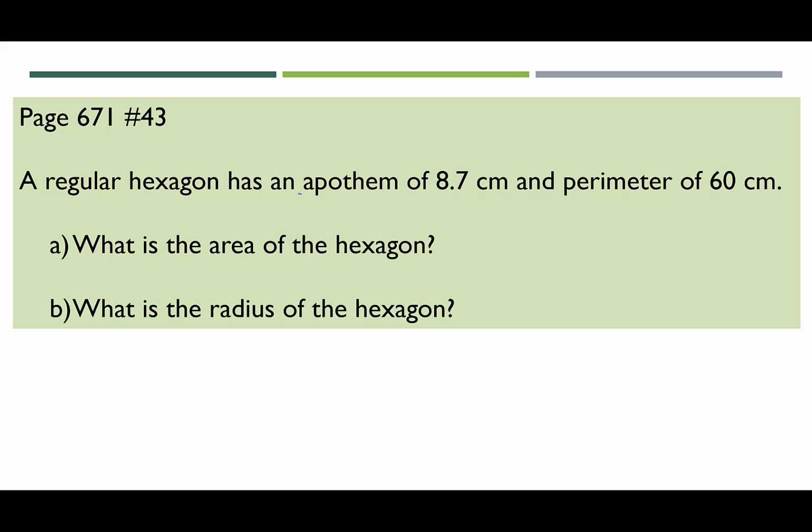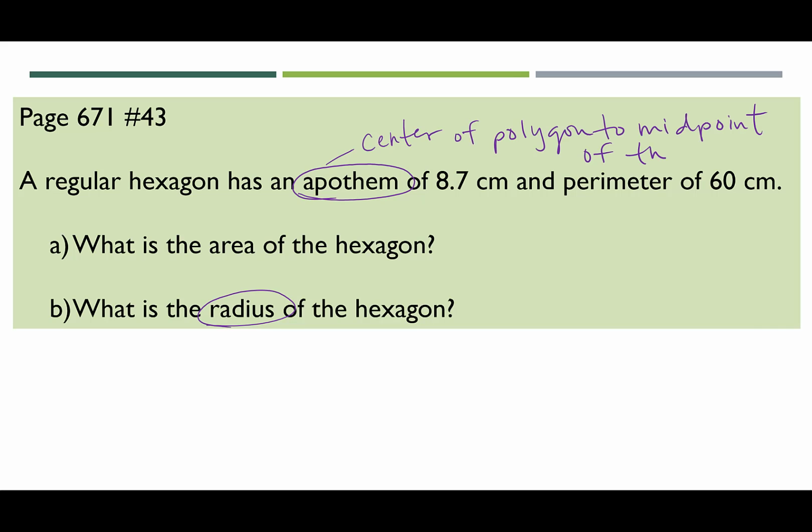Before we get started, you need to make sure you know what an apothem is and radius. Apothem is from the center of the polygon to the midpoint of the side. Radius is from the center to a vertex. A regular hexagon has 6 sides. So the first question is, what is the area of the hexagon?